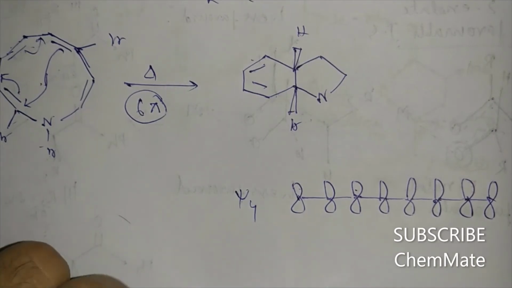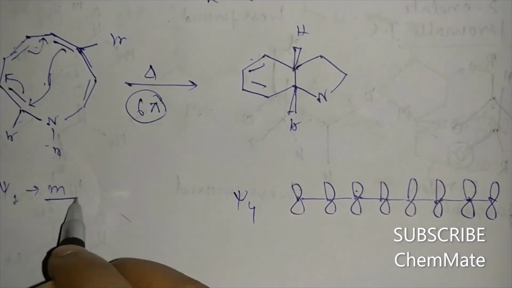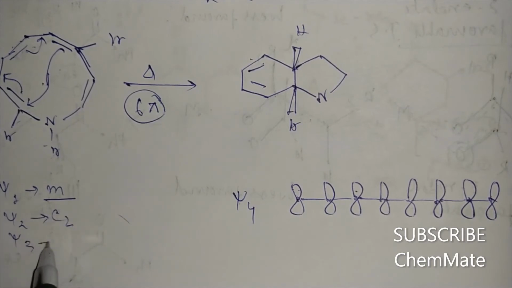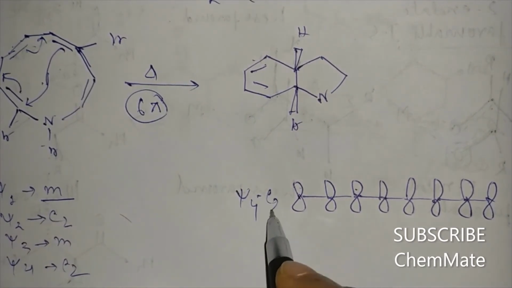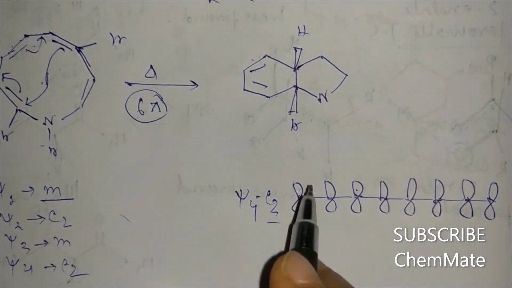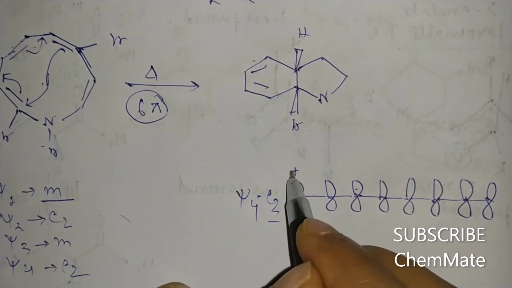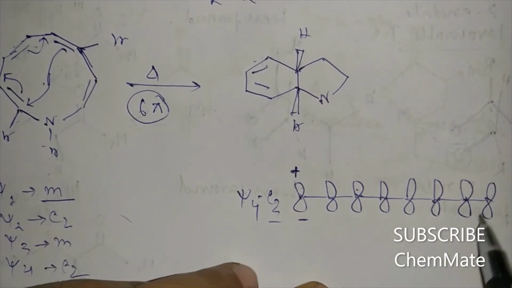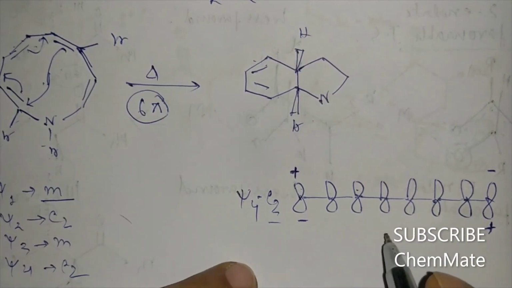The psi1 will be symmetric with respect to the mirror. Psi2 will be C2 symmetry. Psi3 will be again mirror symmetry. Psi4 will be again C2 symmetry. So psi4 will have C2 symmetry. Now for C2 symmetry, if one side is plus, the other must be minus, and it must be plus and minus to be C2 symmetry.